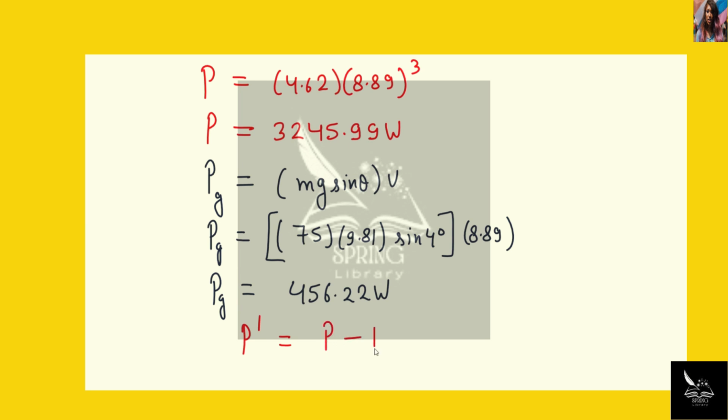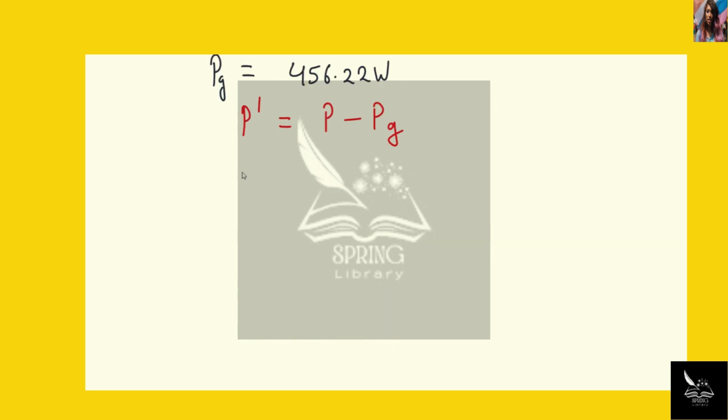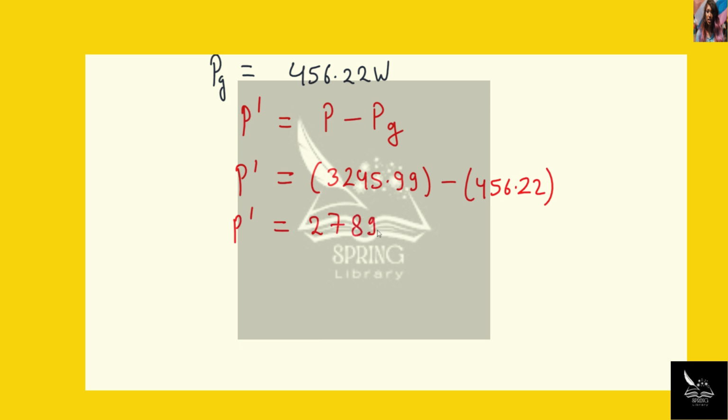P minus P of G. Now on substituting, we get P dash equals to 3245.99 minus 456.22 watt. So now from above we get P dash equals to 2789.77 watt. Now here the above same power is used by the bicyclist to climb that hill.